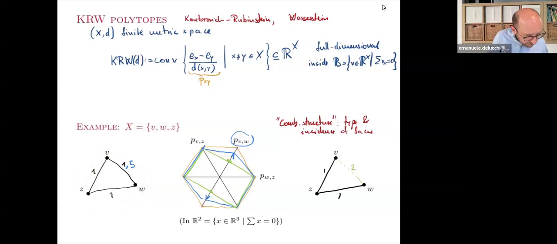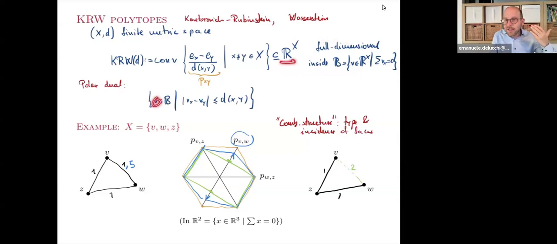Before I go further, in case somebody has heard about this, one can also consider the polar dual of this. The polar dual of such a polytope is full dimensional inside B. So the polar dual lives in B. It is all the elements in B such that the difference of coordinates is at most the distance. So if you think of an element here as a function from X to R, this amounts to saying my function v is Lipschitz with Lipschitz constant 1. That's one of the reasons why this is called the Lipschitz polytope.